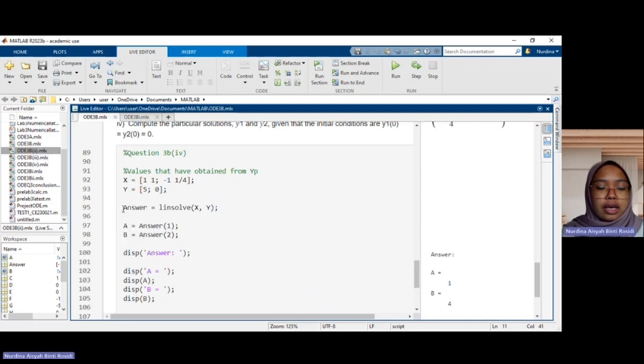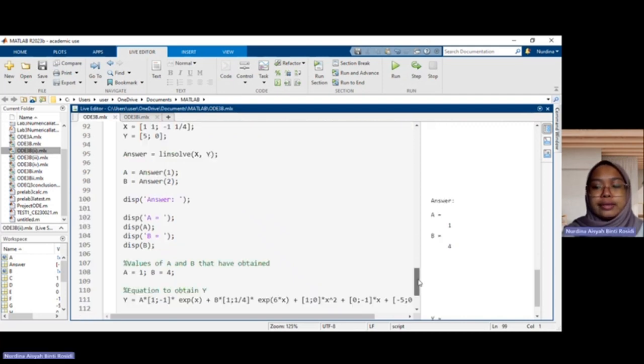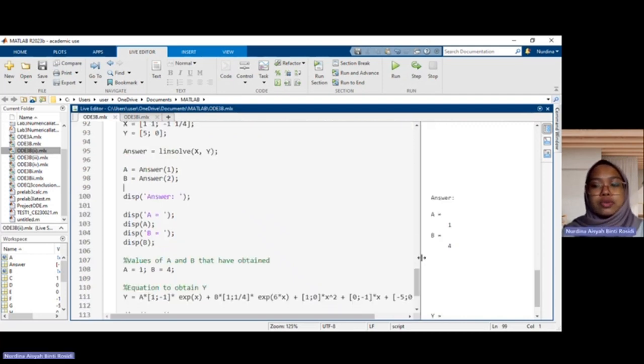I use the same coding, answer equals linsolve(x, y). Then A equals answer 1, B equals answer 2. We want to find the values of A and B, that's why I use A equals answer 1 and B equals answer 2. Next, display the answer A, B. When we run, A equals 1, B equals 4.